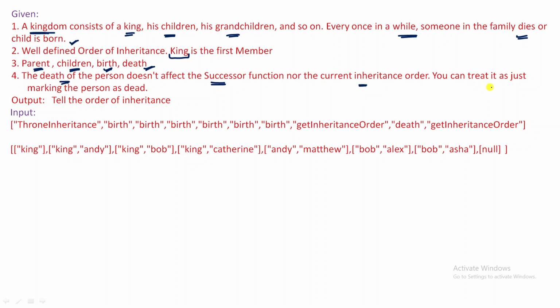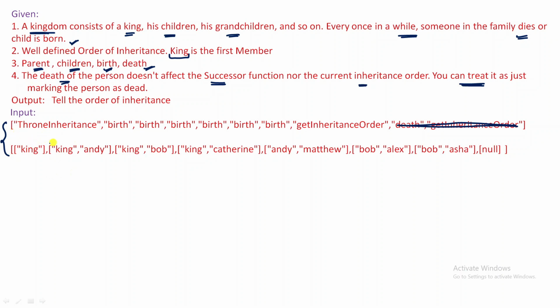You can just treat that the person has died. We will understand it much better when we solve the question, and for the time being you can neglect this part. Now this is the input given in the question. I'll tell you this input in very simple terms, and later we will understand what it means in total.